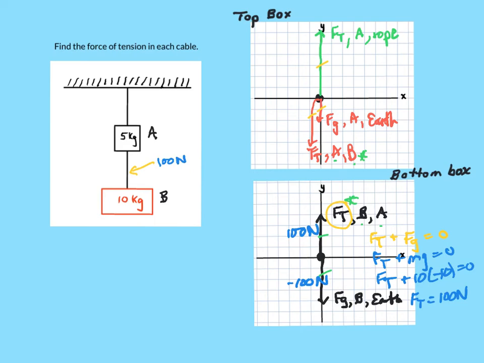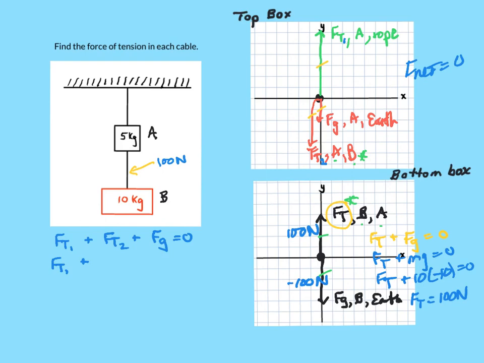So now for A, the top box, got a little bit more complicated. I have two forces of tension. So I'm going to call this first one force of tension 1 and the second one force of tension 2, so you know what I'm talking about. So the force of tension 1, that's the one that's going upward, plus the force of tension 2, the one going downward, plus the force of gravity should all equal 0, right? Because our net force is 0. So force of tension 1 plus force of tension 2, okay?